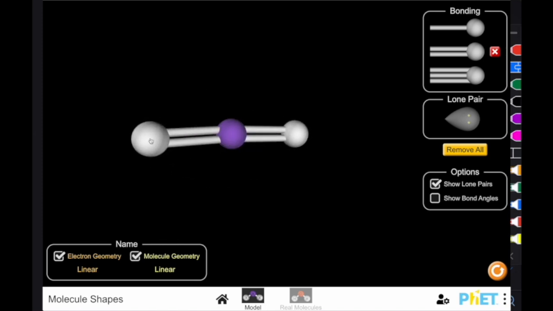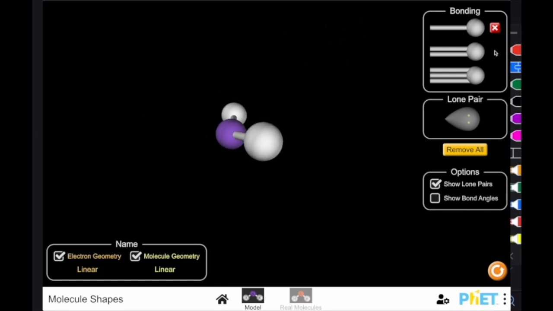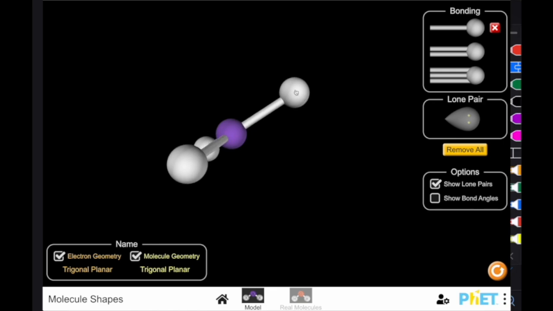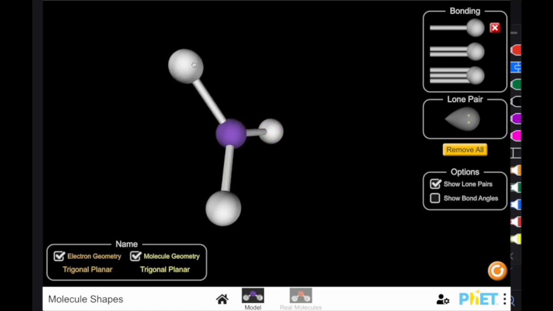Now, because there's no lone pairs on here, the steric number around the central atom is going to be Sn of 2. There's the one package, there's the other one. So that gives you the electron geometry is linear and the molecular geometry is linear. Now let's go back to just putting single bonds in here. If I add a third one, right, the electron geometry is trigonal planar.